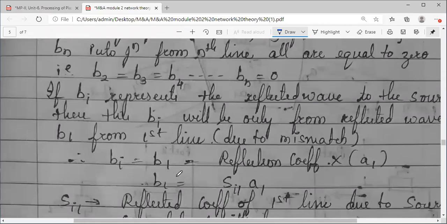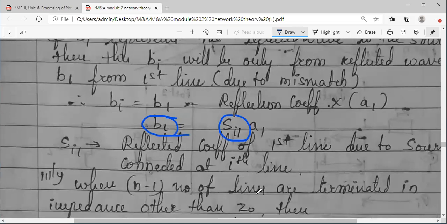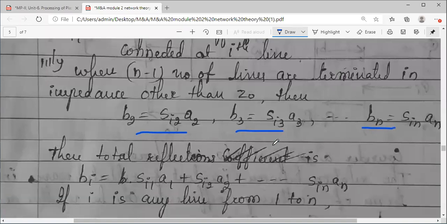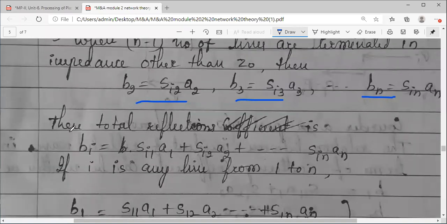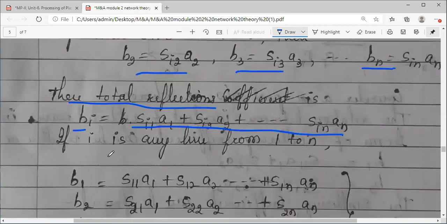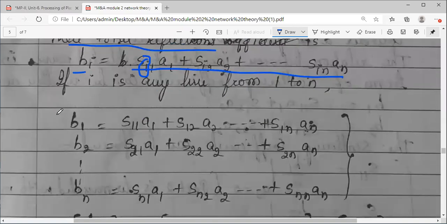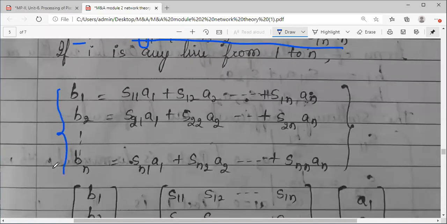For the first combination, the reflection coefficient was S_i1, and the reflected wave B1 is equal to S_i1 into A1. Similarly, for the second, third, fourth, we can have different reflected waves for different combinations. So if we take the total overall reflections, B_i, which is the sum of all, where i is any number from 1 to n, and if I keep substituting this i value from 1 to n, I will get this list of equations.